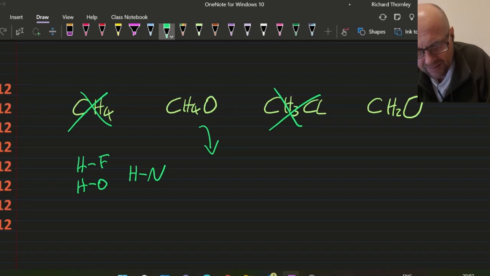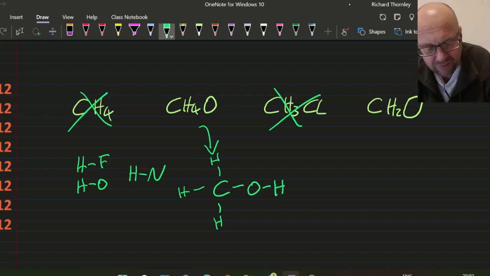This one here I happen to know is methanol, because that's the only way you can draw it. Carbon has to have 4 pairs of electrons, oxygen has to have 4, hydrogen has to have 1. And this one here, they've drawn it out in a tricky way, but that's actually just methanol.